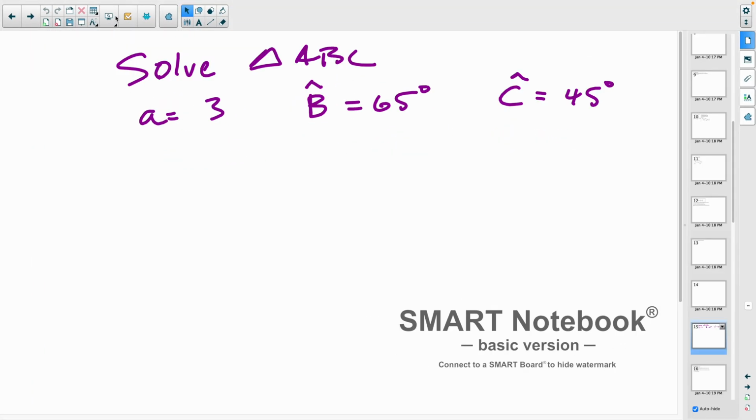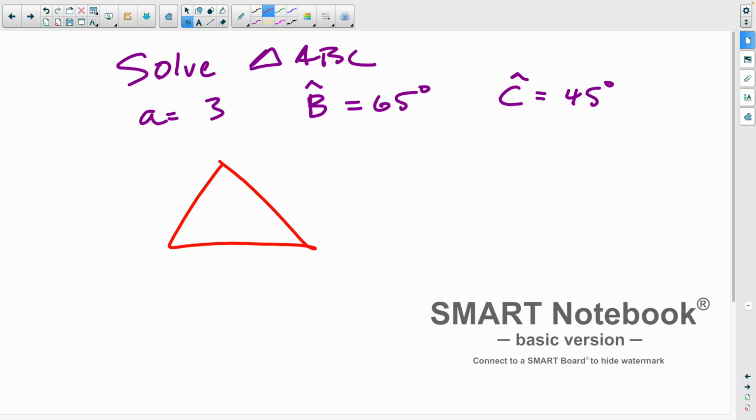To work this real quick as a kind of warm-up. So let's discuss it. Triangle ABC, so if I were to draw that out, I have A, B, C, all right? And B is 65, C is 45, and A is 3 right there. So there's the picture that they gave me. So obviously I have angle A to go find, I have side B, and I have side C. That's what I need to go find, okay?